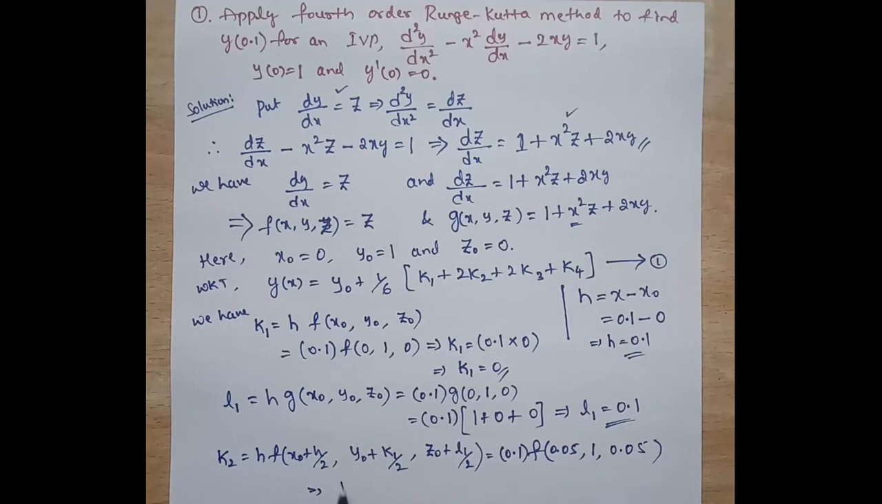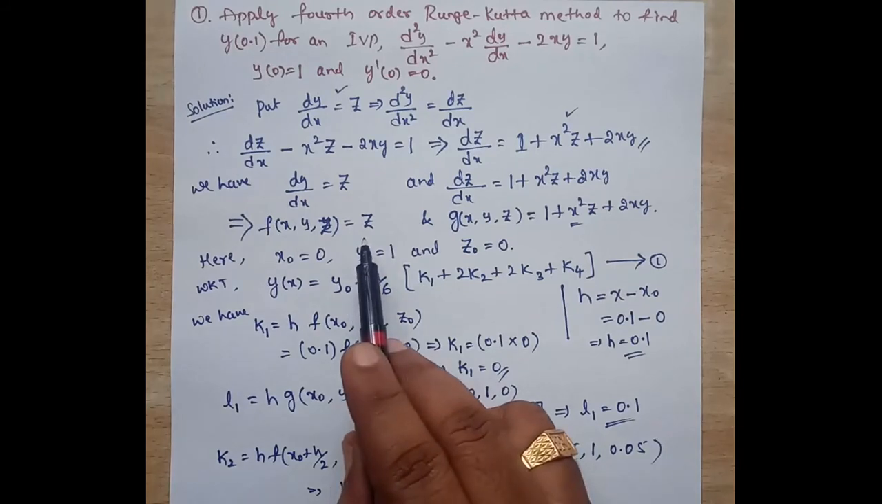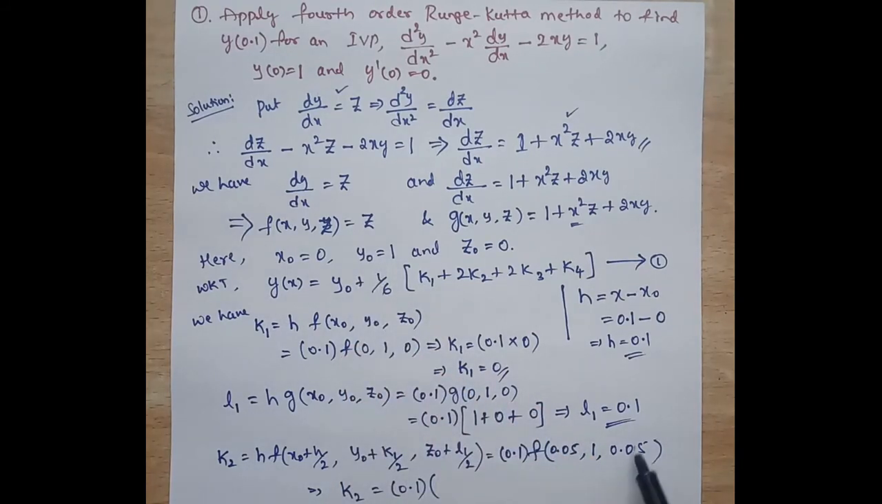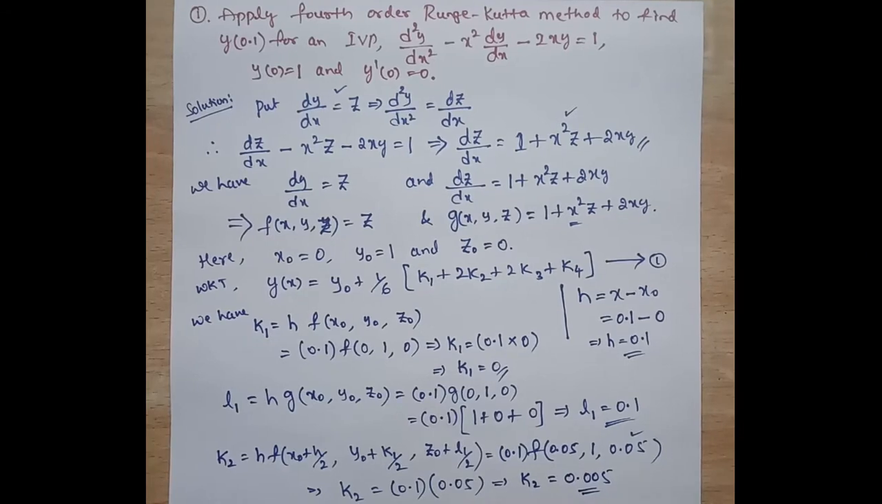Now this implies K2 equals 0.1 into f. So what is f here? You know f is nothing but z. And what is the value of z in this? 0.05. Substitute here. f is z, and put the value of z, z is 0.05. So if I simplify this, we get the value of K2, which comes around 0.005. So this is the value of K2.